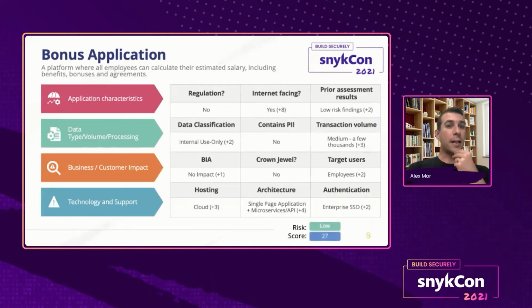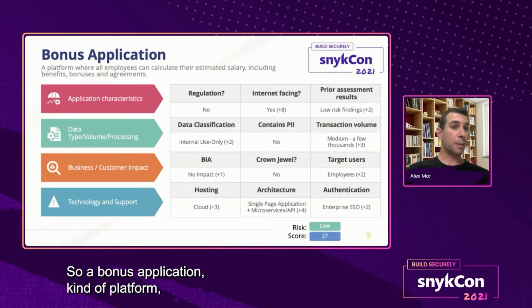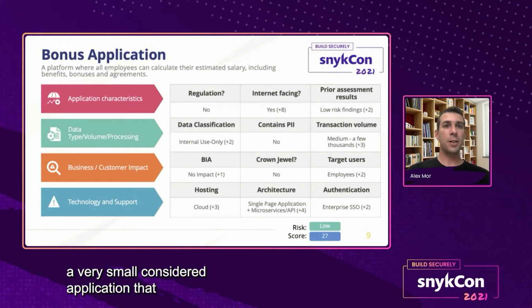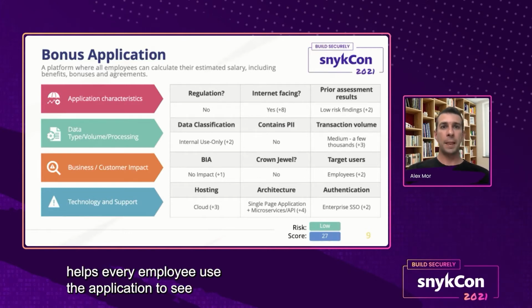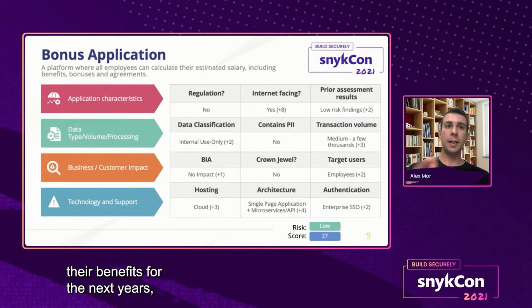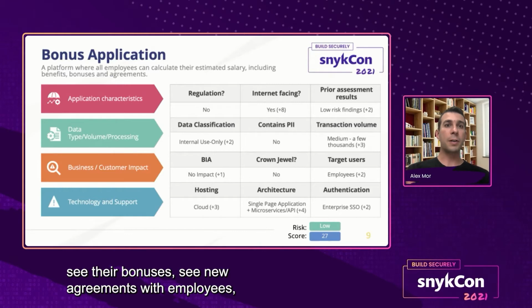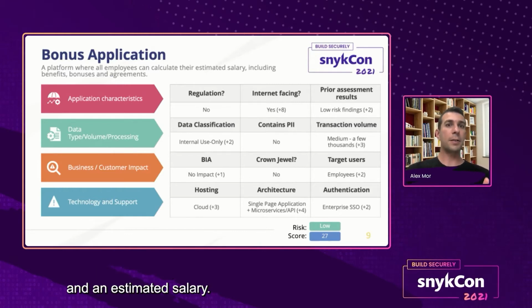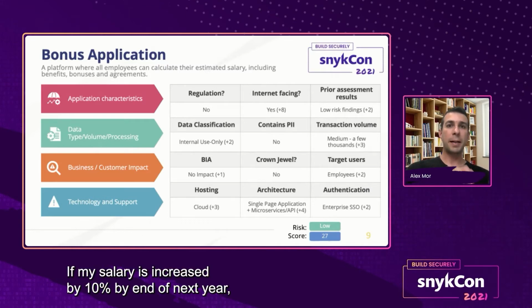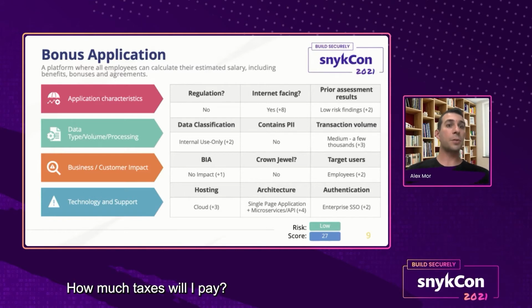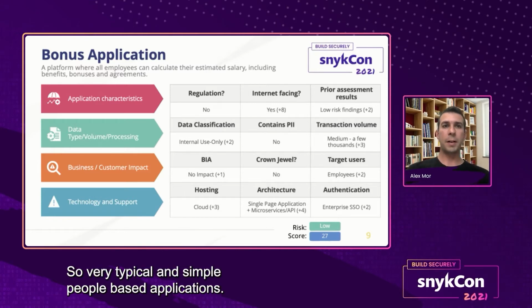So one quick example, right? A bonus application, a very small application that helps every employee see their benefits for the next year, see their bonuses, see new agreements with employees, an estimated salary. It can do some forecasting. If my salary is increased by 10% by the end of next year, how much will I earn? How much tax will I pay?